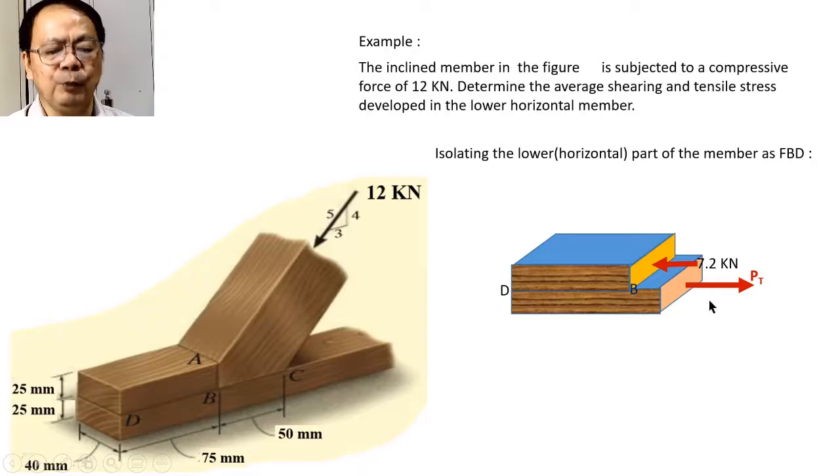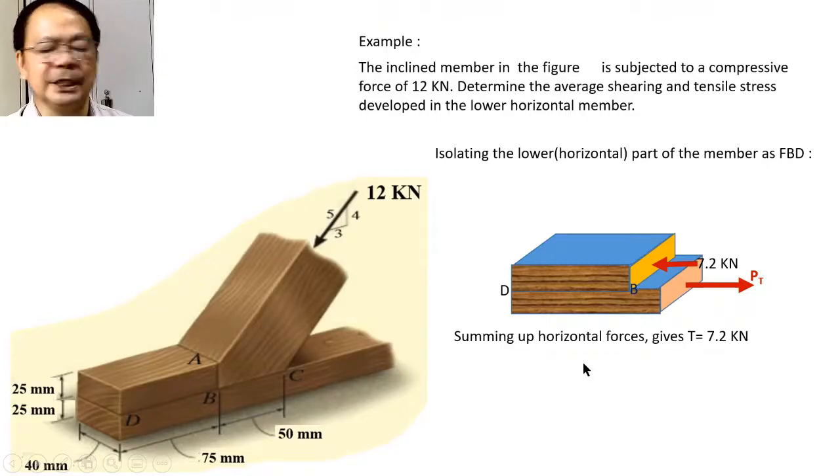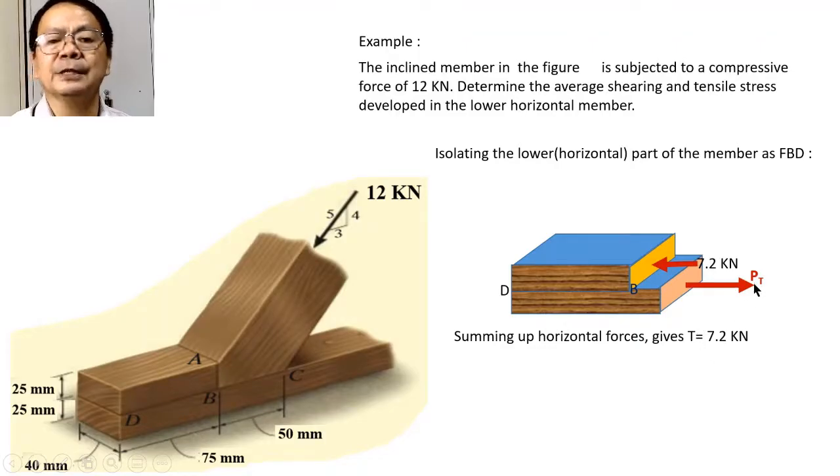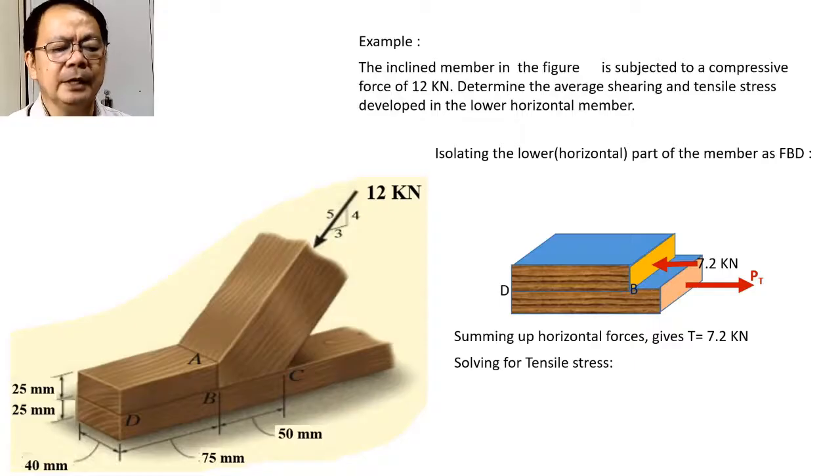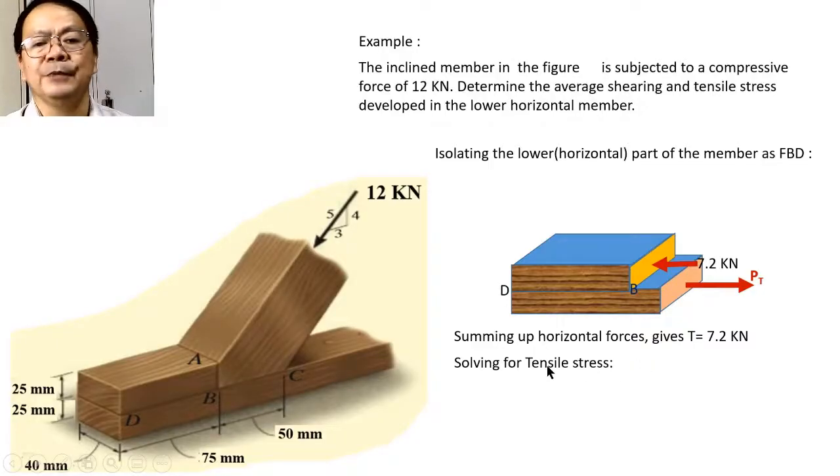Sa makatwid, if we apply the condition of equilibrium, that is summing up forces horizontal, will give us the value of the P sub T, or simply T, which is equal to 7.2 kN. And if we're going to solve for the tensile stress, this will now be causing a tensile stress. Alin ba yung area na masasubject sa tensile stress? Yun yung area na kung saan dinaanan natin ng exploratory section, and this is this element in this area. Itong area ito, having a dimension equal to this 40 multiplied by the thickness of this lower part.